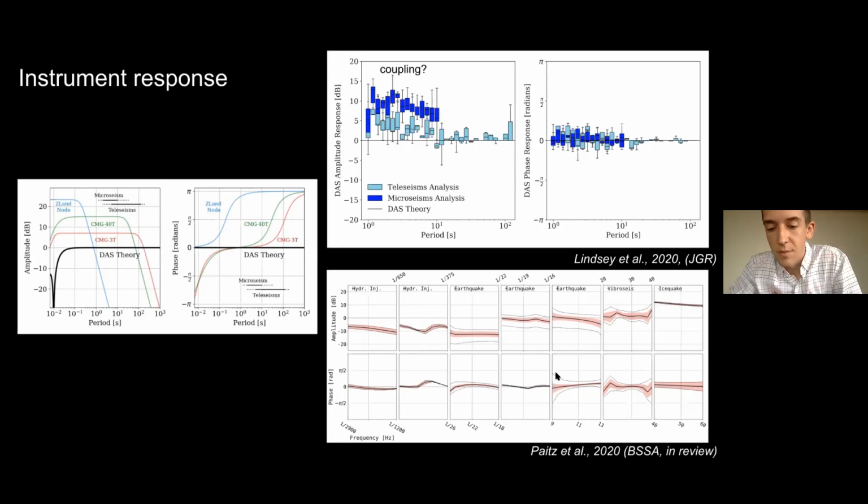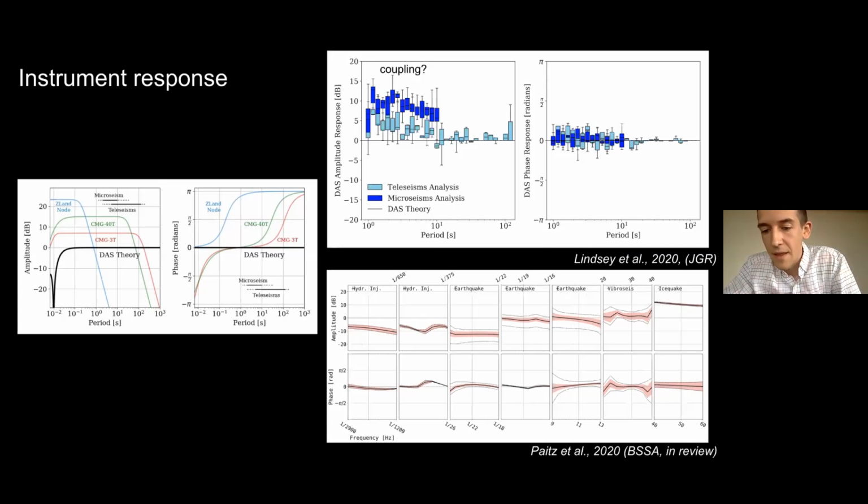And there's been additional work expanding on this, many orders of magnitude actually in terms of the frequency response, by colleague Patrick Paitz at ETH in Zurich. The x-axis is flipped in this case. So higher frequencies or shorter periods are on the right-hand side, and longer periods are on the left-hand side. But amplitude and phase response here, looking at hydraulic injections, earthquakes, teleseisms, and also local earthquakes, vibroseis controlled source, and also an ice quake.